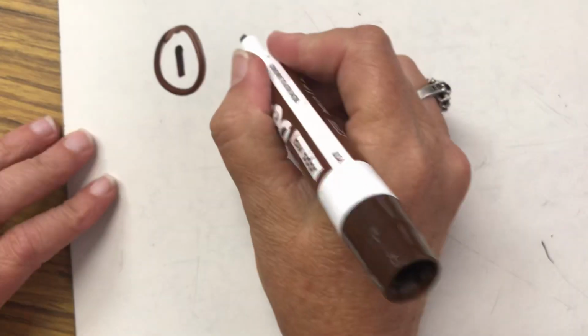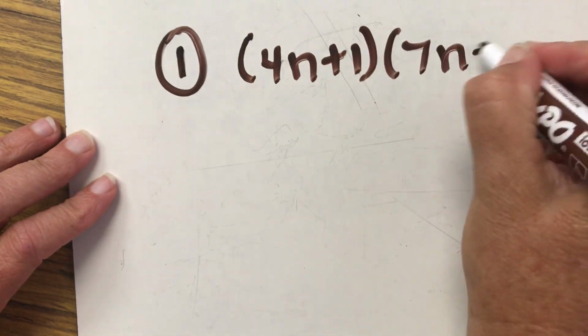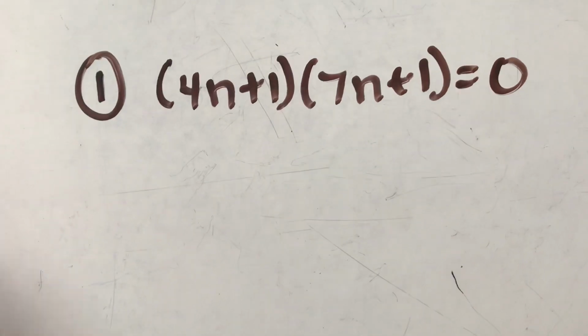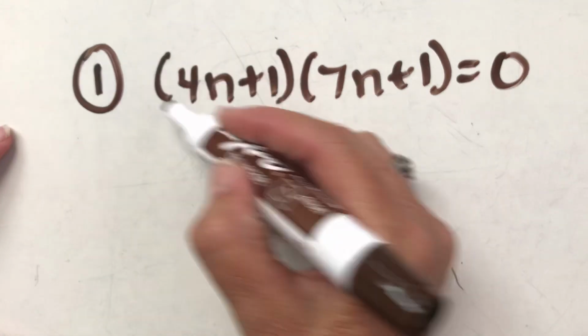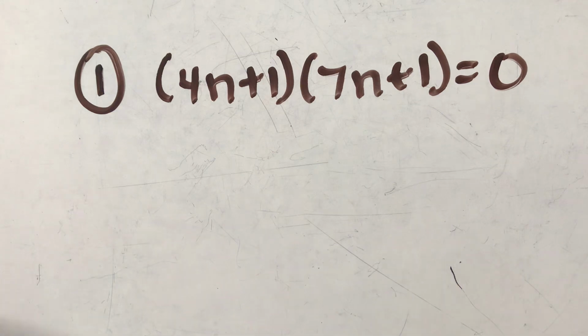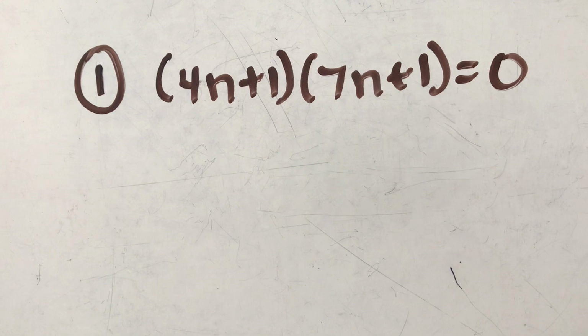Question number 1 is (4n + 1)(7n + 1) = 0. Hey, you lucked out. This one's already been factored for you. I did the first step for you on the first 4 questions. They've already been factored. You're like, how do I know they've already been factored? The parentheses and 2 binomials give it away. If you have 2 binomials being multiplied together, it has already been factored.